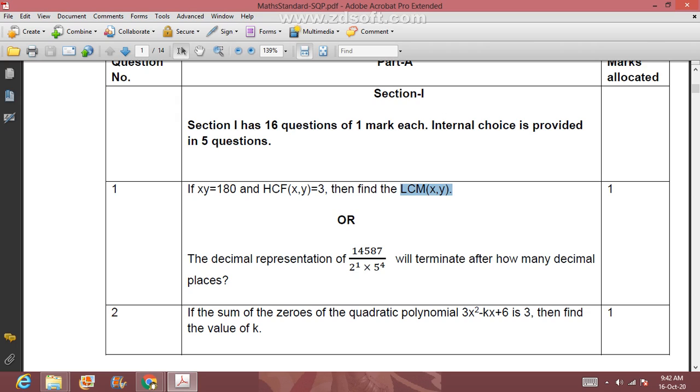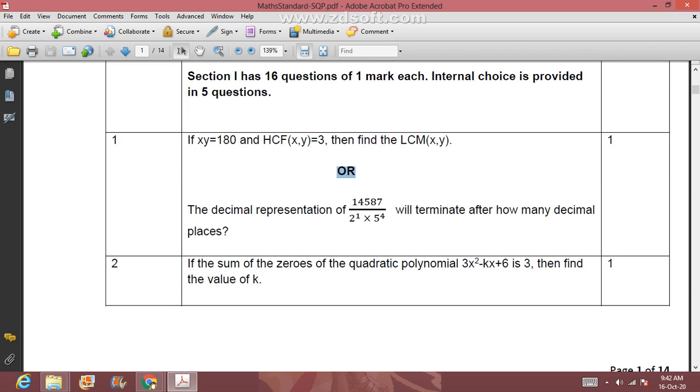Don't write the direct answer. If you are writing the direct answer, you will not get any single mark or any half mark. Even if you are writing the direct answer, you are not getting marks. So for this question there is an OR. It is an internal choice. You can solve this or you can solve this.